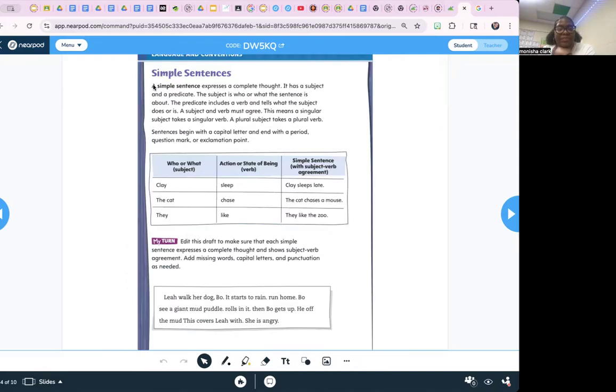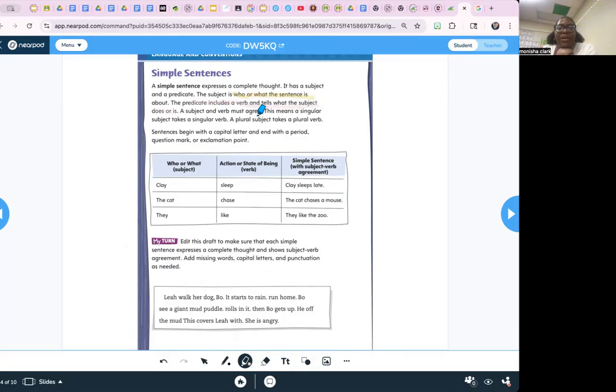Okay, simple sentences. A simple sentence expresses a complete thought. For example, if I was to say "on top," you'd say, on top of what? You need a complete thought. It has a subject and a predicate. The subject is who or what the sentence is about. Now let's get a different color. The predicate includes a verb and tells what the subject is or is doing.